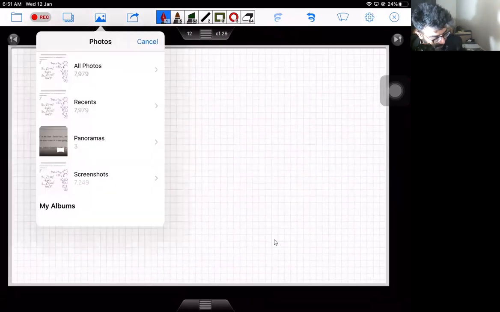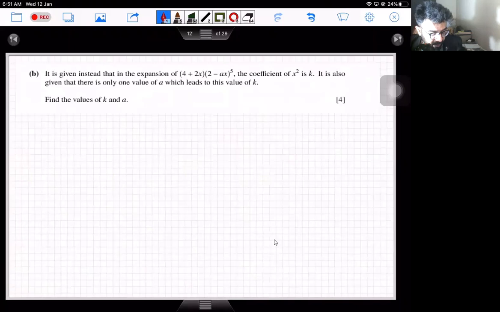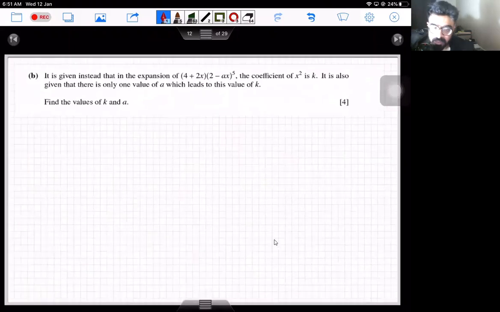Then we have part B. Part B is saying that it is given instead that in the expansion of 4 plus 2x multiplied by 2 minus ax whole thing raised to the power 5, the coefficient of x square is k. Now the coefficient of x square is not minus 15, okay? Instead it is k. It is also given that there is only one value of a which leads to this value of k. Find the values of k in a.